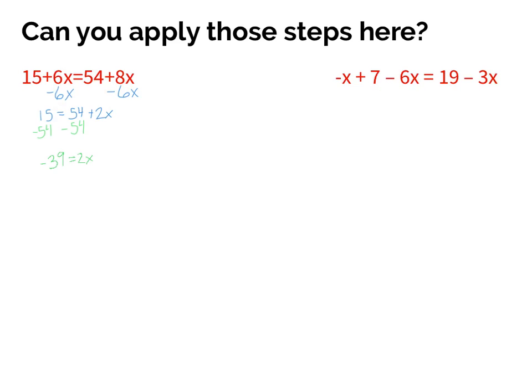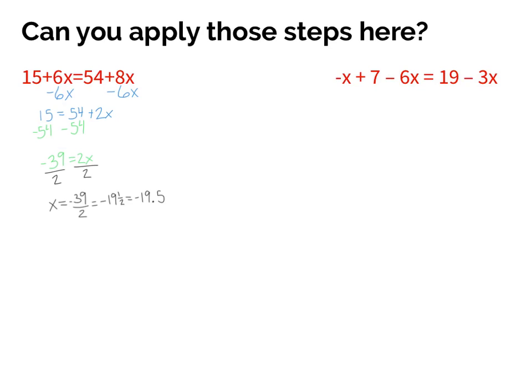And the final step that we're going to do for this equation is we're going to divide both sides by 2. So our final answer is going to be x equals negative 39 over 2, which is also equal to negative 19 and a half, or negative 19.5. So those are all of the options for answering that equation that we have.